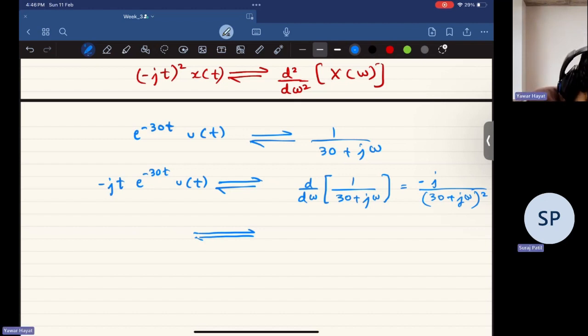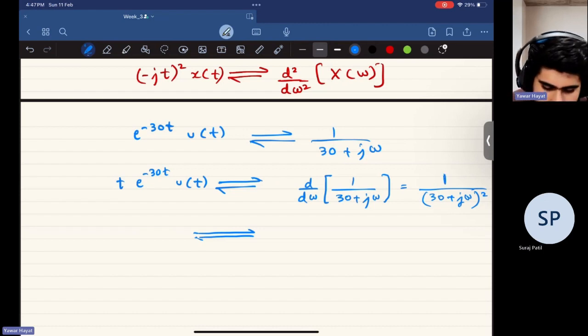Now this minus j. Okay, one more thing. You have this minus j on both sides, right? So you might as well cancel them. You'll be left with 1, right? Just to simplify things.